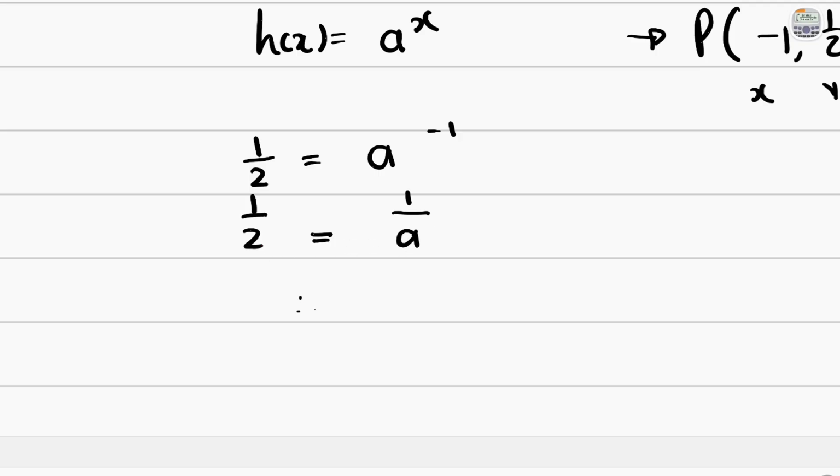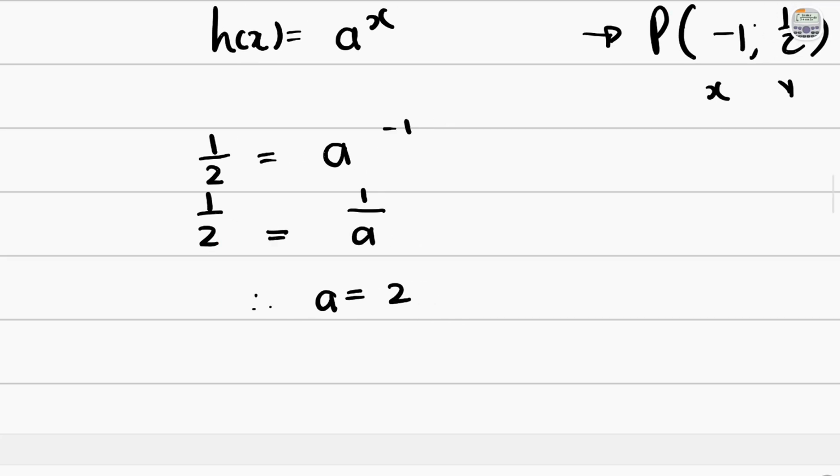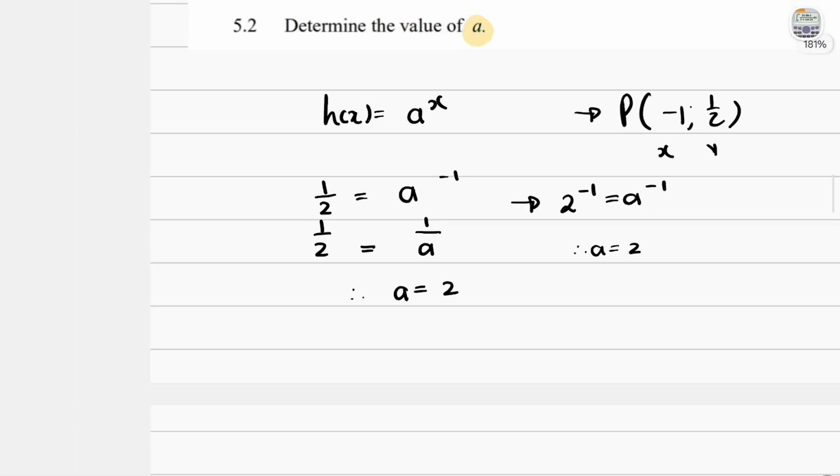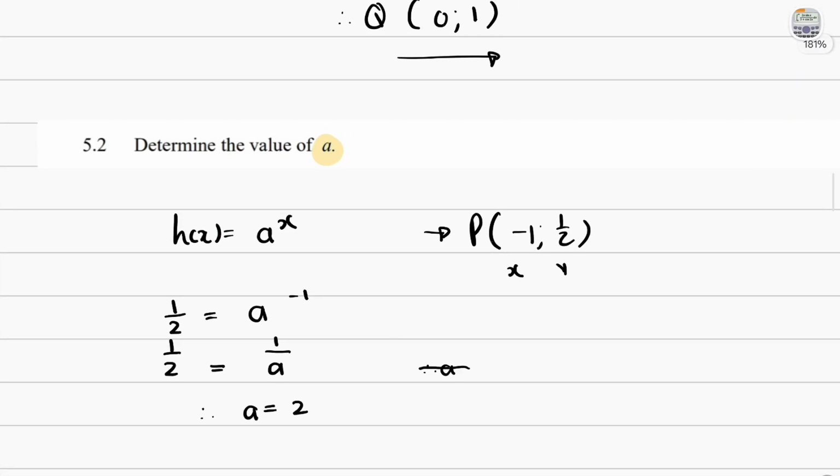And then straight away we can see that a is equal to 2. Okay, you could also have done this. You could have written the 2, brought the 2 up to the numerator. And so it will be 2 to the power of -1 is equal to a to the power of -1. And you can see that the bases are the same. So again, a would still be equal to 2. Okay, and that is our answer.